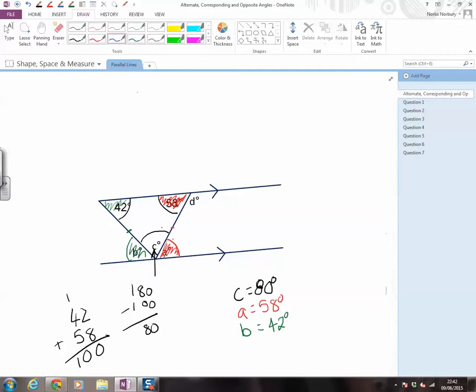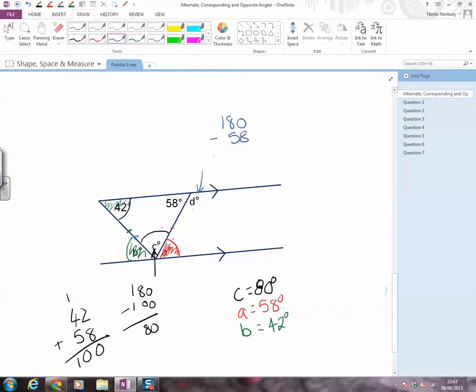But how am I going to work out D? D isn't alternate to that because this line here isn't parallel. But one thing that I do know, and one thing I can see, is a straight line right the way across here. And angles on a straight line have to add up to 180. So to work out D, we have to do 180 minus 58, which, if we work it out, is 122 degrees. So D equals 122 degrees.